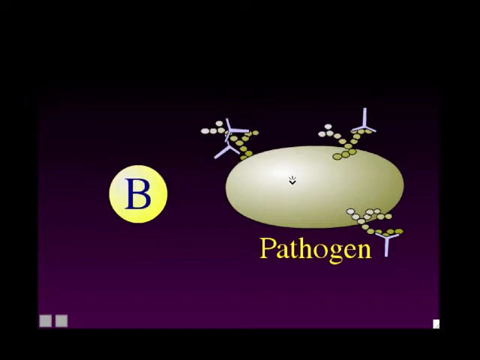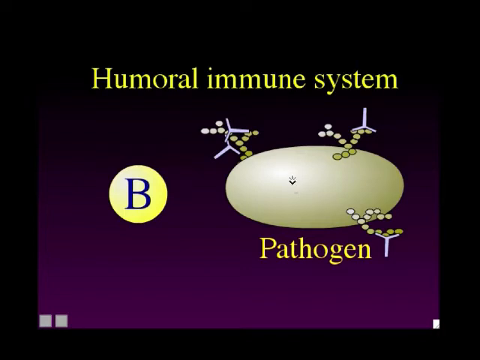There's this term humoral immune system. The term humoral immune system means your B cells and the antibodies that the B cells secrete. The B cells plus the antibodies is your humoral immune system.